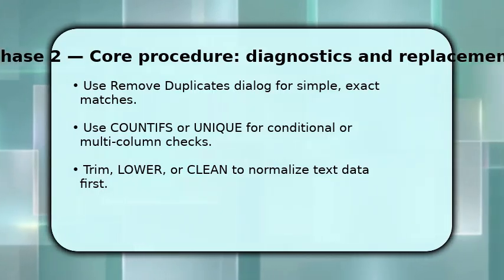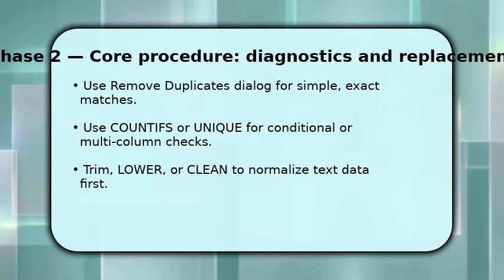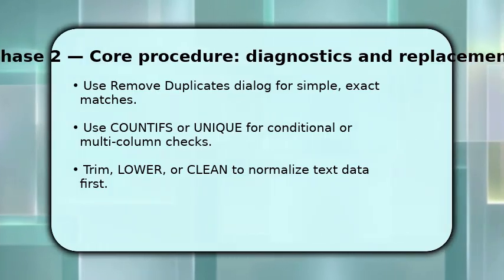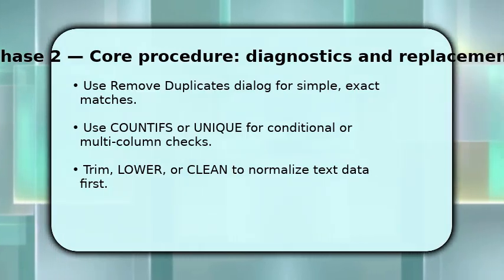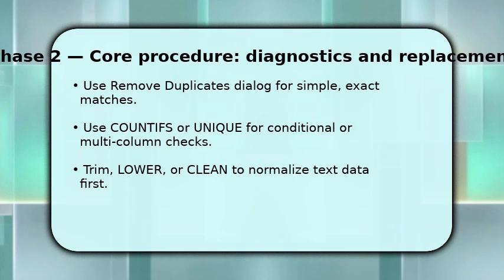Make sure to normalize text first. Use TRIM, LOWER, or CLEAN, because leading spaces or case differences can create false negatives. Transition to the next step after you've verified marked rows.